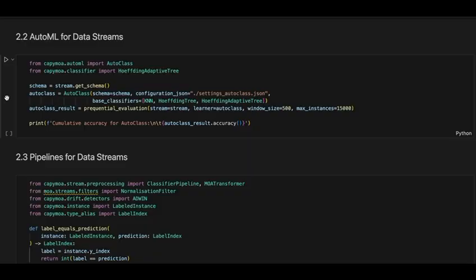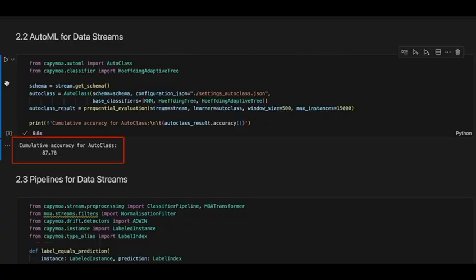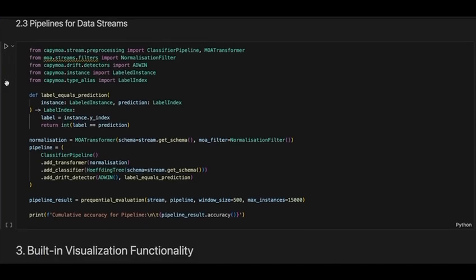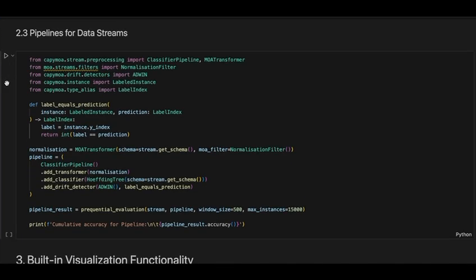CapyMOA also supports automated machine learning for data streams. By reading a simple JSON file, you can specify inner models and their parameter ranges, and CapyMOA will automatically optimize them during training. Another powerful feature is the streaming learning pipeline. In our example, we built a pipeline with a normalization layer, a classifier, and a drift detector, all configured in just a few lines.